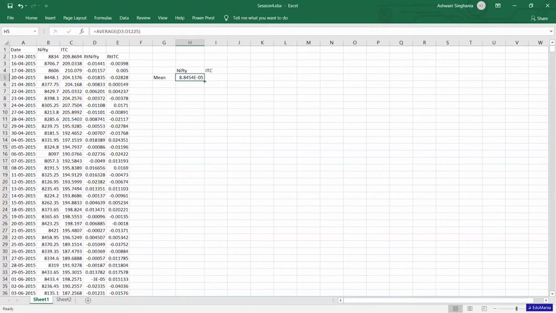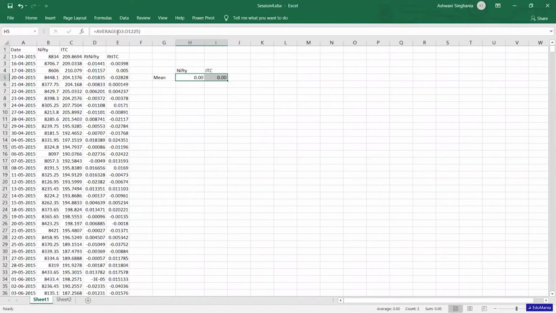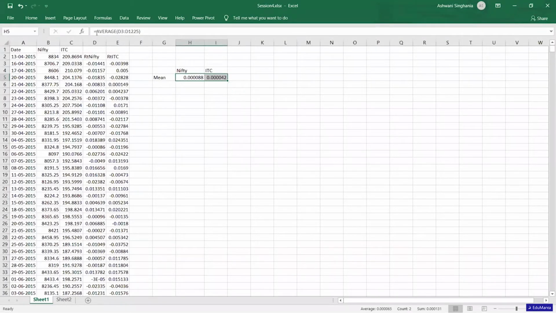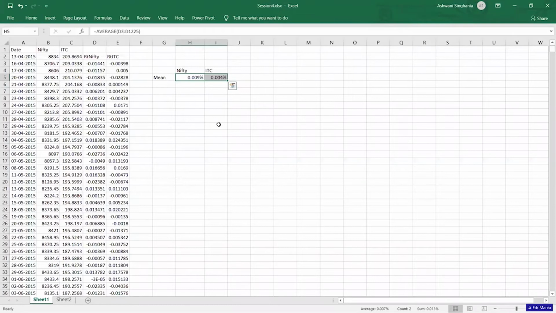So yeah, these are actually not 8 and 4. These are very small numbers in comparison. So I'm just going to convert it into number so that you can understand how small the daily return is. So it is almost 0. Let me expand it to some more decimal places. Yeah, so we can see how small the return is. If I convert it into percentage, the daily return in percentage form is even smaller, so it's 0.009% of return we are getting on average.